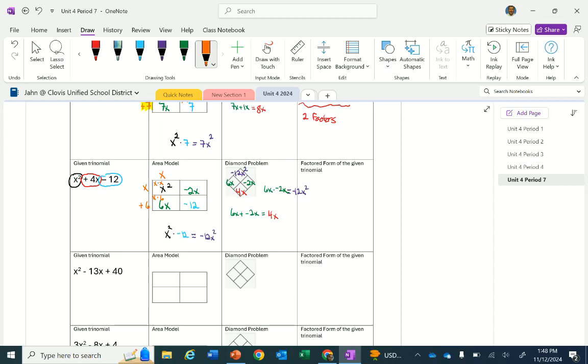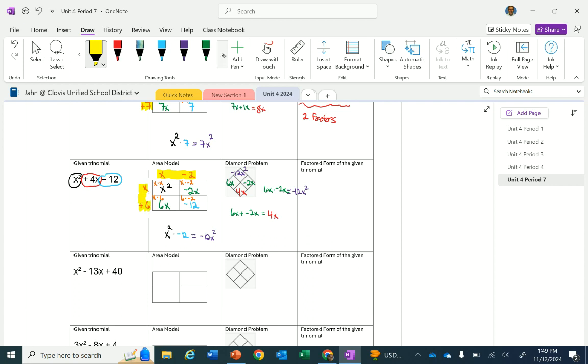Follow the positive 6 over to the negative 12 box. Because 6 times negative 2 gives me negative 12, that means I put a negative 2 on the outside top of my area model. And then to complete my area model, x multiplied with negative 2 gives me my negative 2x. So that means my factors are x minus 2 is one of my factors, and my other factor is x plus 6.